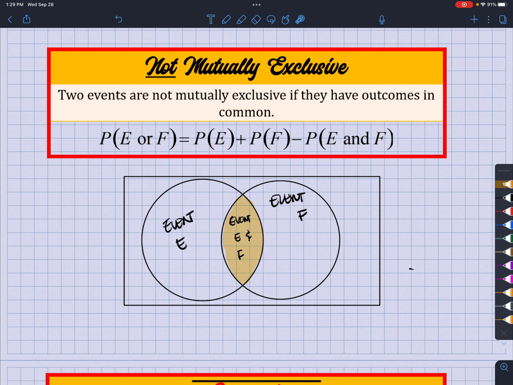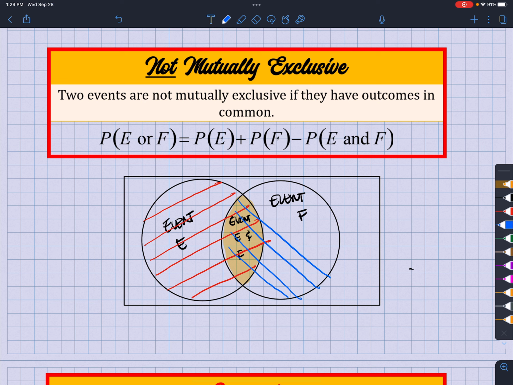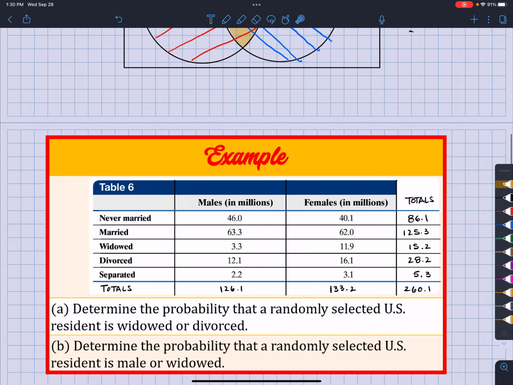If I took this event E, and I took this event here, what I actually did was count this yellow shaded area twice, once with the red, then once with the blue. So that's why we take one of them away, so that we're not counting it twice. All right, so here's an example.